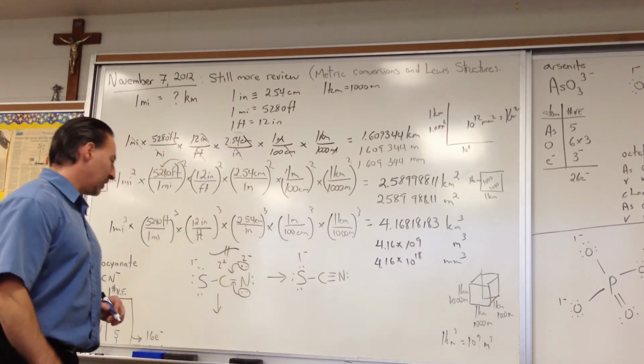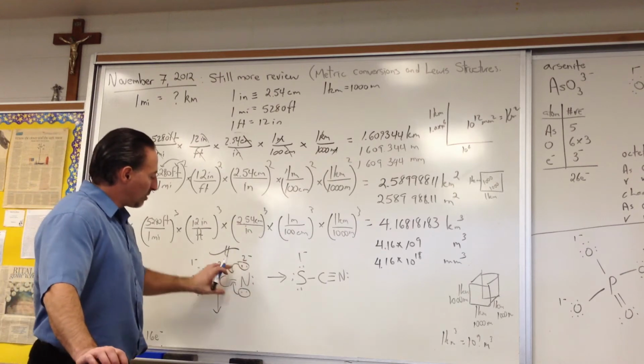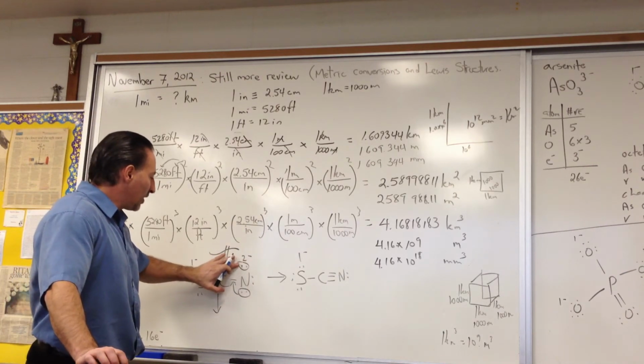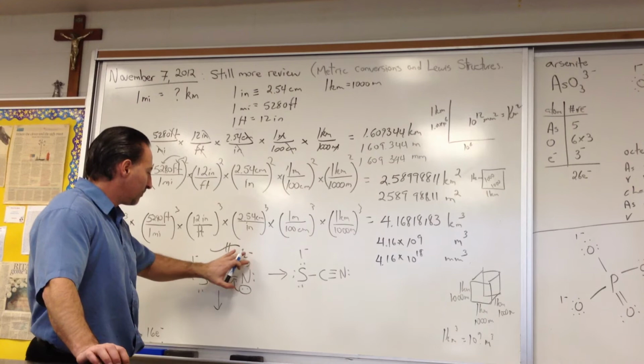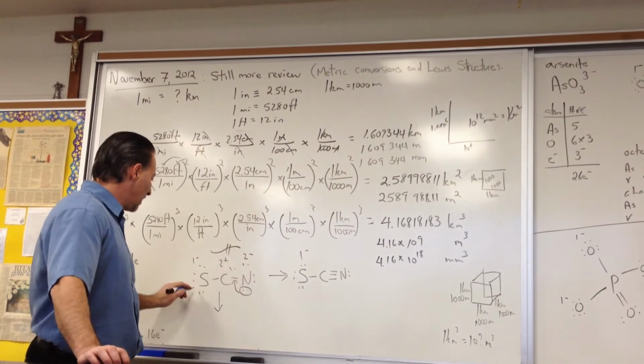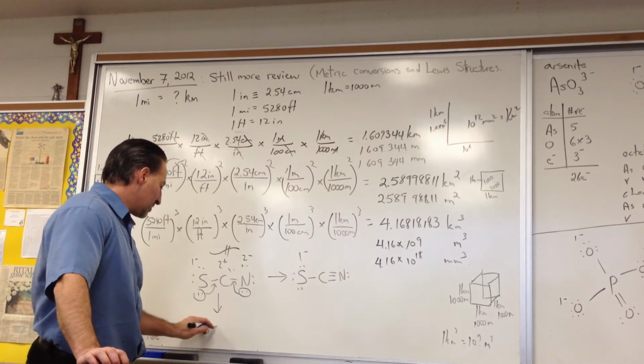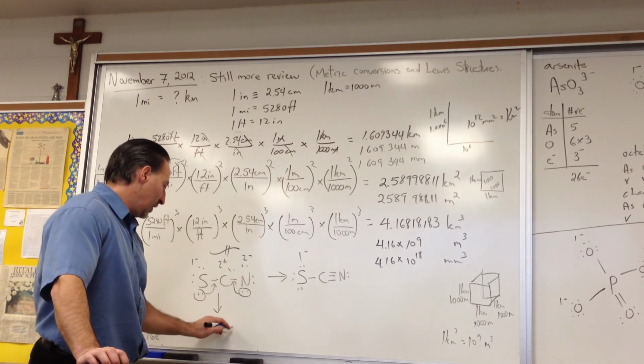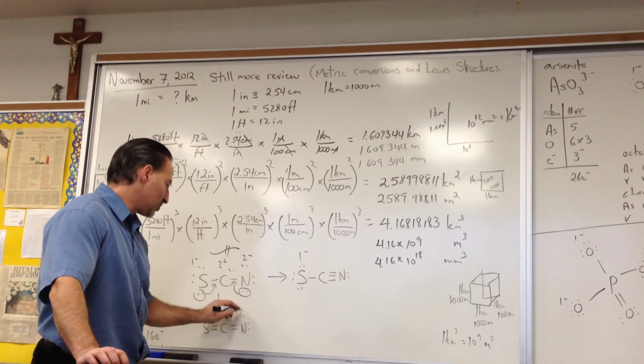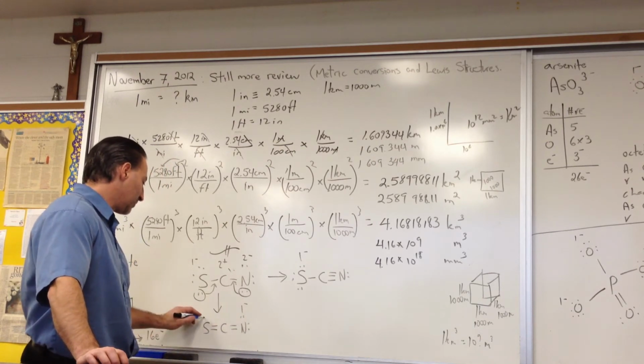Or we can go the other way, where instead of having both of these lone pairs go in, we can only have one of them go in on one side, and one of the sulfur's lone pairs can go in, and we'll end up with sulfur double bonded to carbon, and carbon double bonded to nitrogen, and then the formal charge will be on the nitrogen instead of on the sulfur.